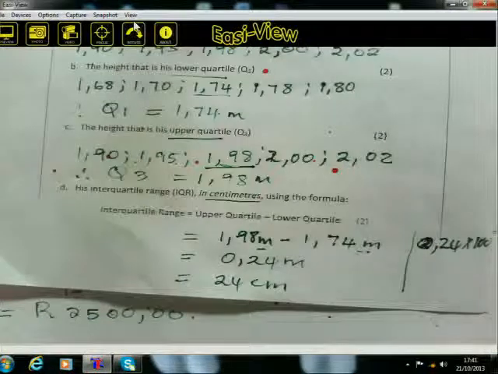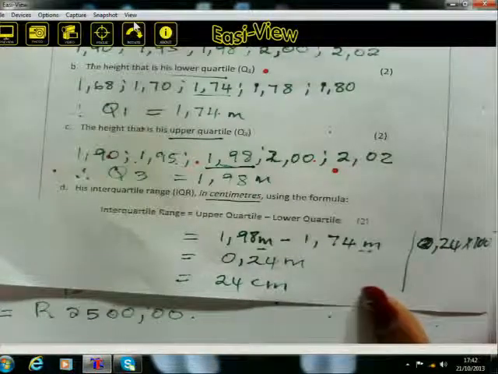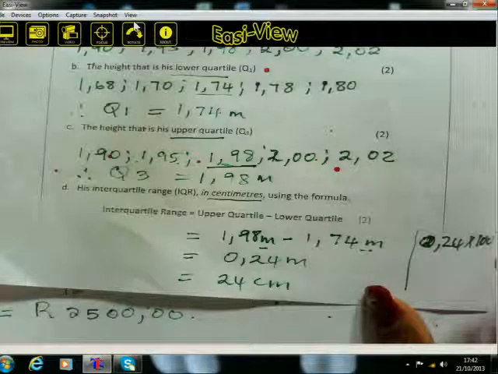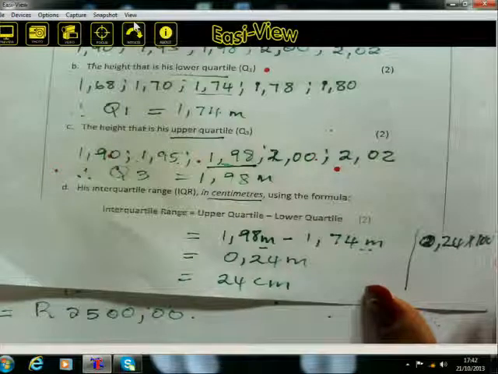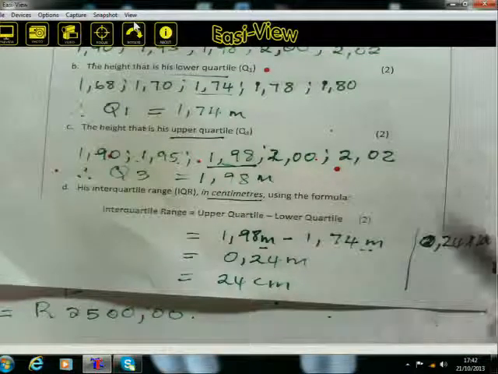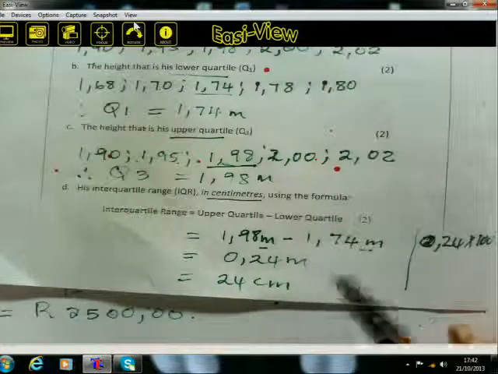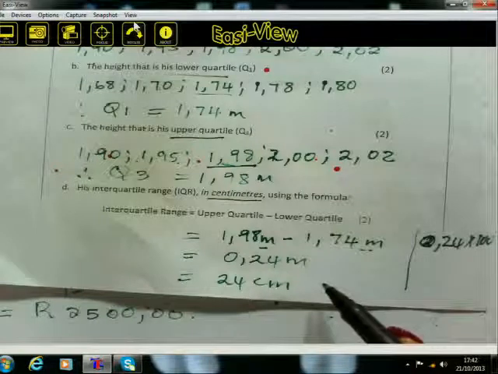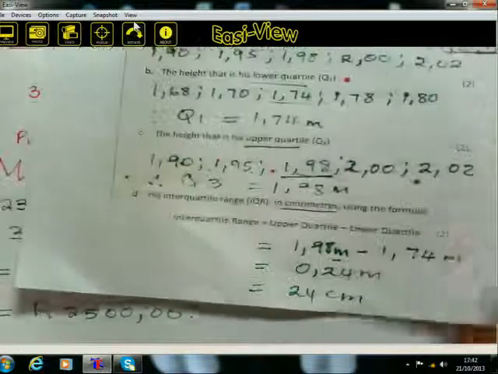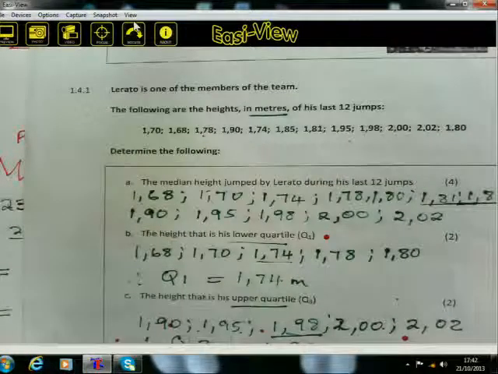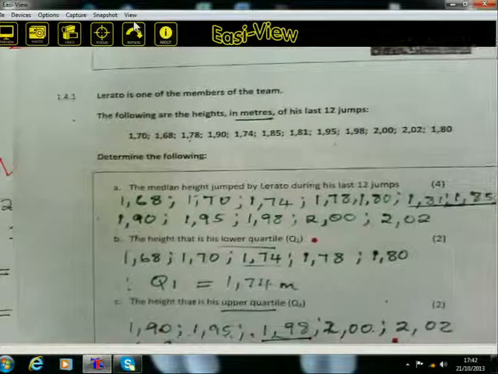There we are. So it is very important when you are calculating numbers in Maths Lit and dealing with units, kindly give us the unit. Don't forget the units, because you are going to lose marks, and we don't want you to lose marks. We want you to obtain higher levels in Maths Lit.